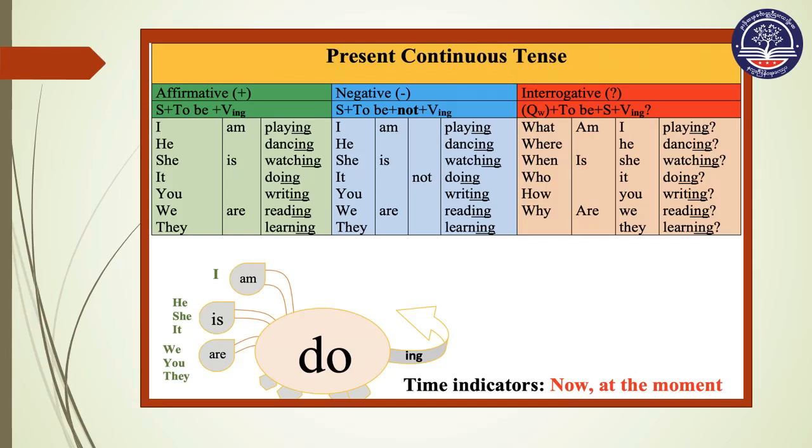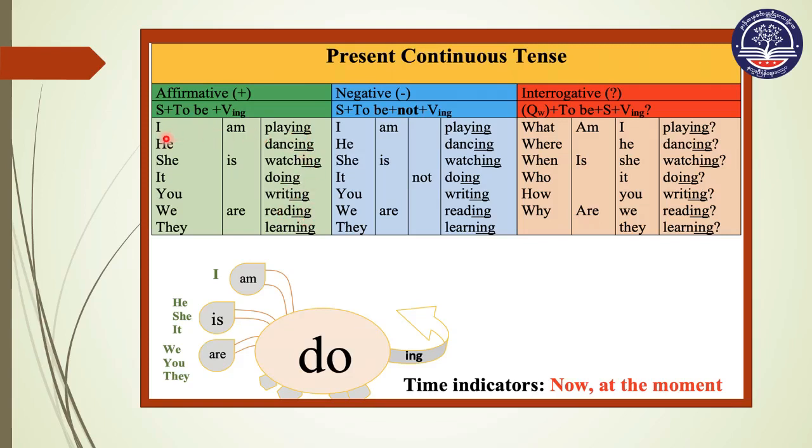Now let's look at the forms for using the present continuous tense. Okay? In green, it's the affirmative, which is the positive. In blue, negative forms. And in red, the interrogative, the question forms. So for the affirmative, in the first column, you can see that these are the subjects, for example, I, he, she, it, you, we, and they, right? And in the second column, these are the verb to be. And the third column is the base verb plus ing. You just have to add ing.